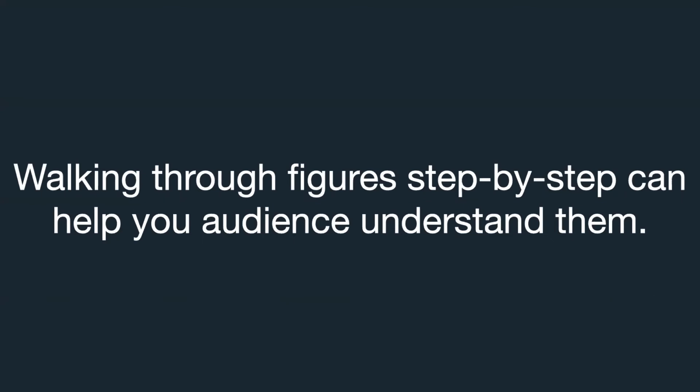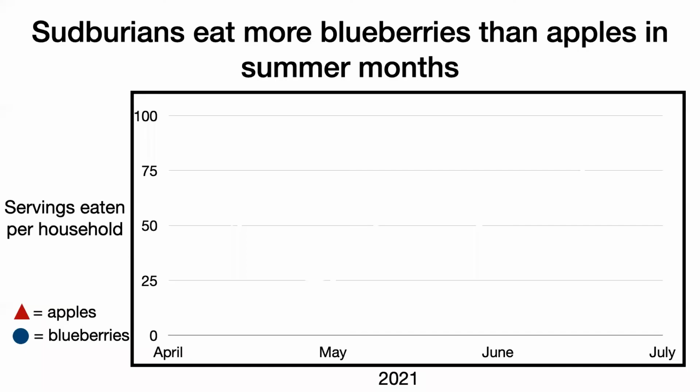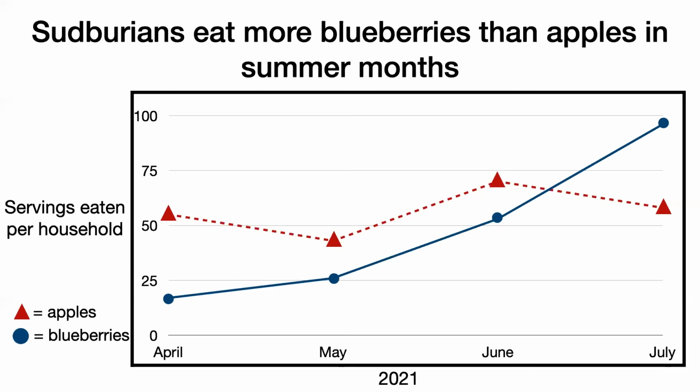So I'll start off by showing just the base layer of the figure. Okay, so I'll introduce it: Siberians eat more blueberries and apples in the summer months. Along the bottom, we can see our months, and on the y-axis, servings eaten per household. And then I can introduce a little bit of the data. So now we're looking at the number of apples eaten by month, and we can see it remains fairly constant over the spring and summer months. But then when we compare that to blueberries, we can really see that blueberries start to increase, and our catch-up point is June 15th, and that's when Siberians eat more blueberries than apples.